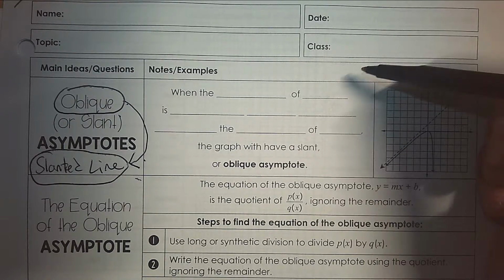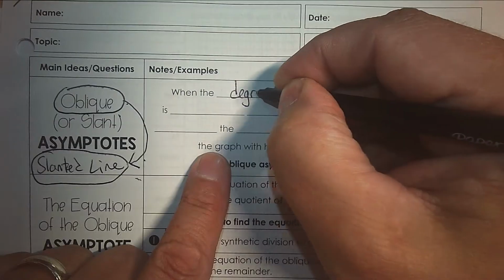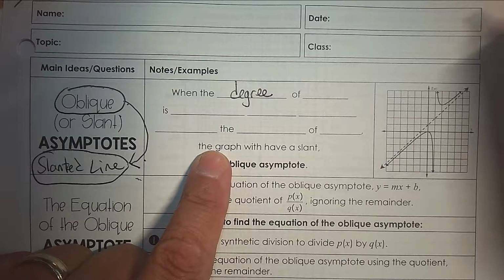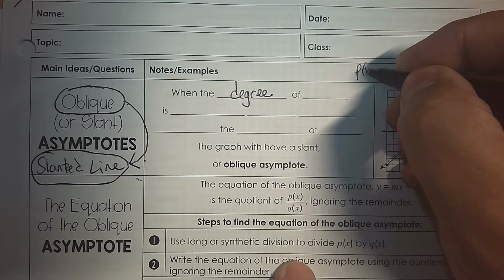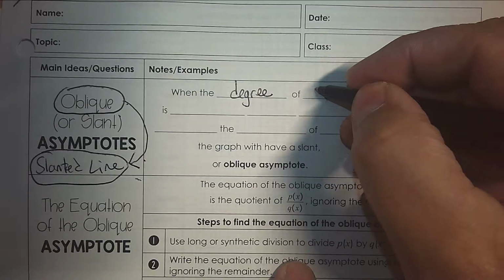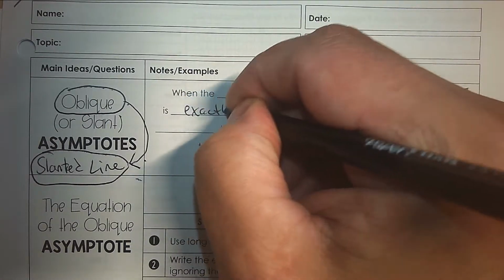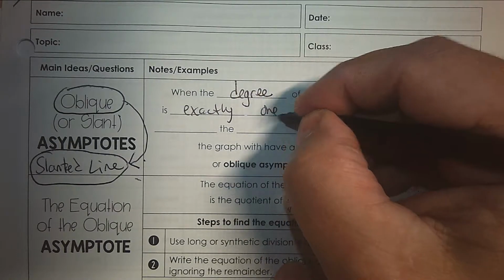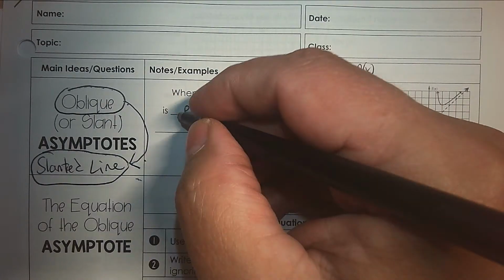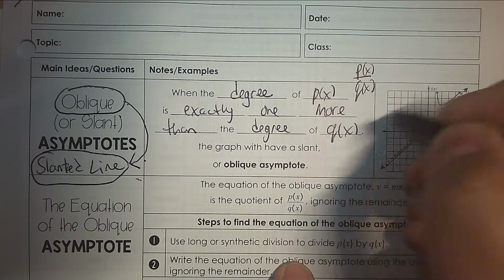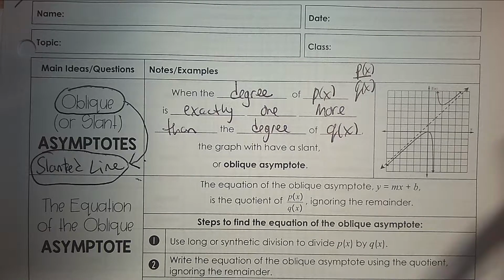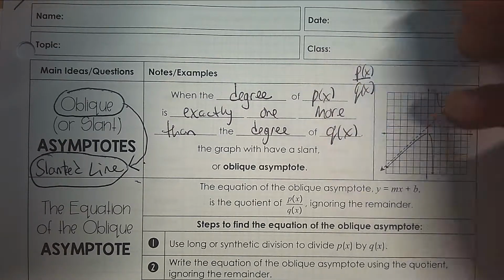So first of all, we're going to fill out the top part. A little sentence framing. So when the degree of p of x, which is the numerator, so if we have p of x over q of x, when the degree of p of x is exactly 1 more than the degree of q of x, the graph will have a slant or an oblique asymptote.